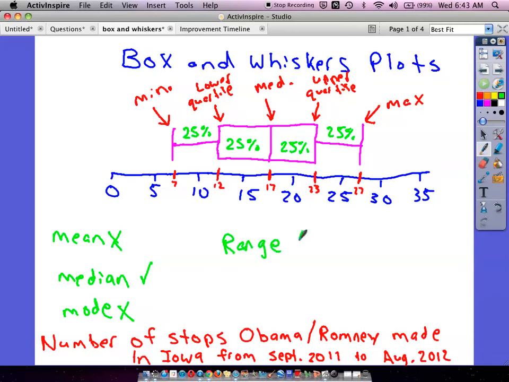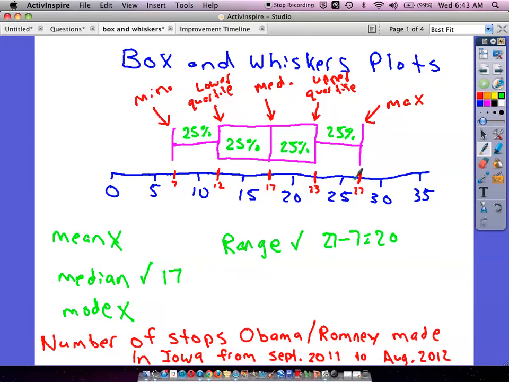The range, we actually can find the range. Because if you think about what the range is, it's the distance between the highest number and the lowest number. The highest number is 27, the lowest number is 7. So the range is actually going to be 27 minus 7, which is 20. The median was just that line right there, which was 17.